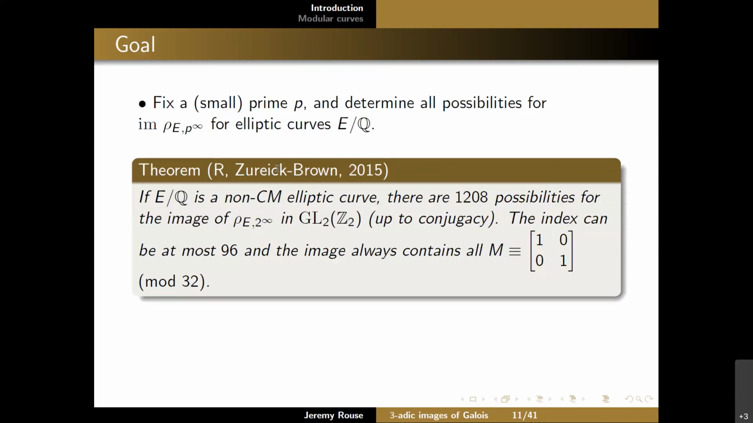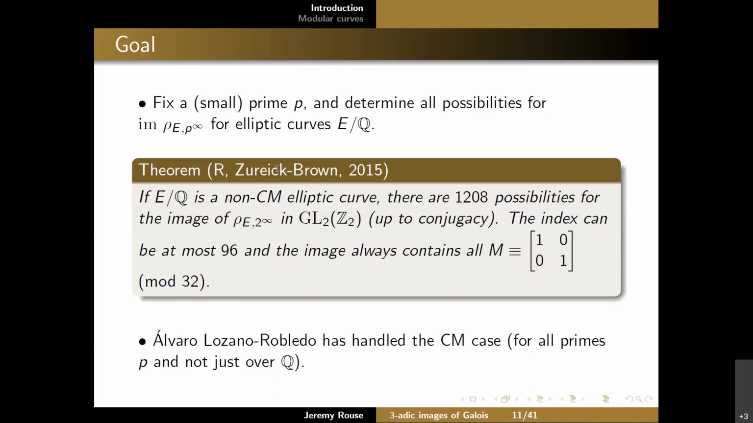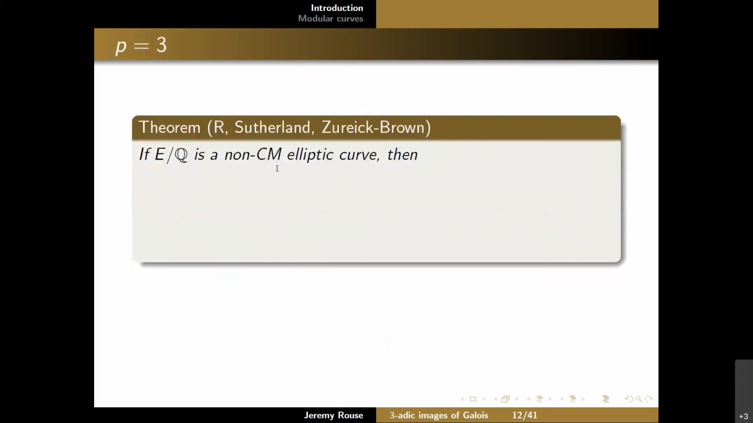It's a theorem of Serre that the image of rho EP to the infinity has to be a finite index subgroup of GL2(Zp). And the theory of modular curves, which I'll introduce soon, will allow you to see that there are only finitely many images that you will get as you vary over all elliptic curves over Q. So this is for the non-CM case. I want to mention that Alvaro Lozano-Robledo has handled the CM case for all primes p, and also not just for elliptic curves over Q, but elliptic curves over Q adjoin the j-invariant. So the goal of the present talk is to talk about what happens for p equals 3.